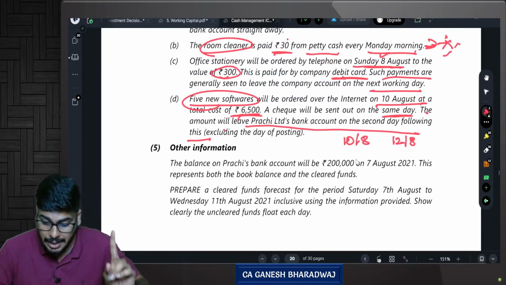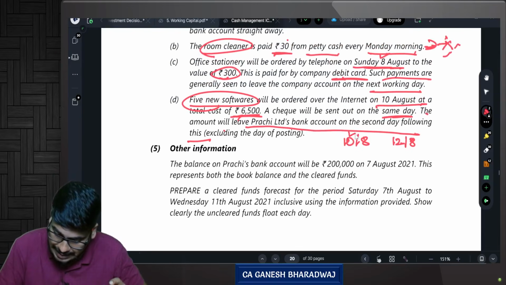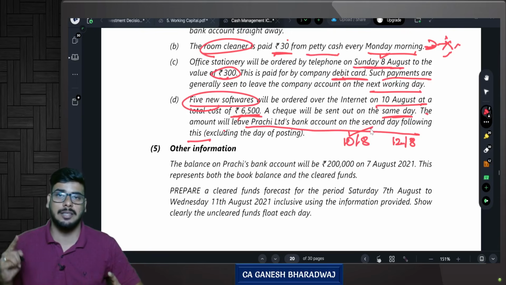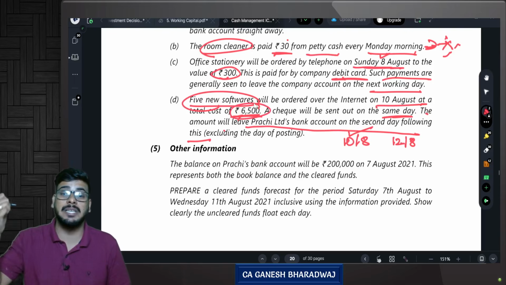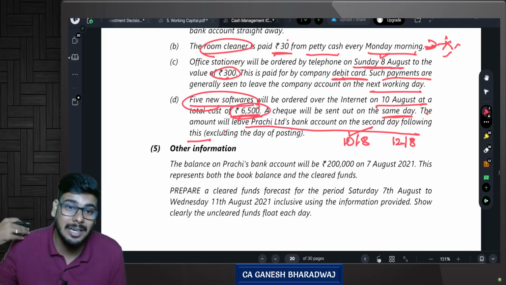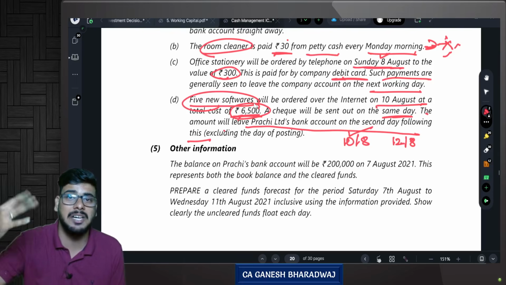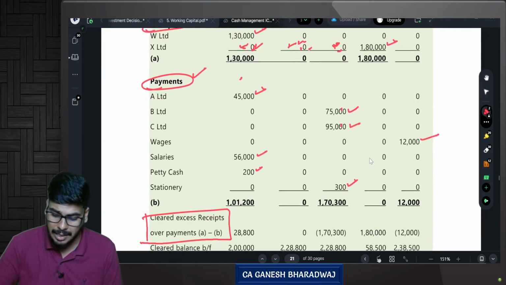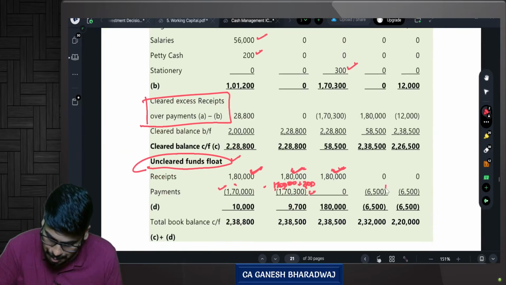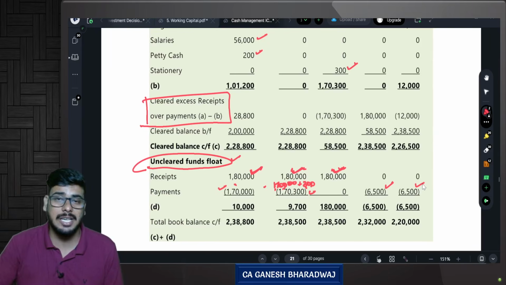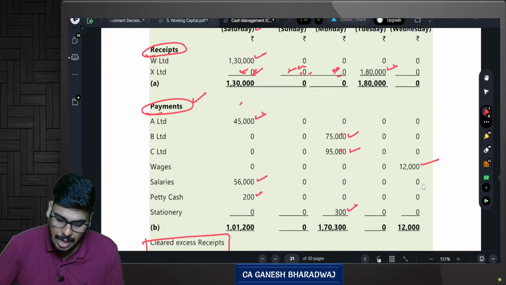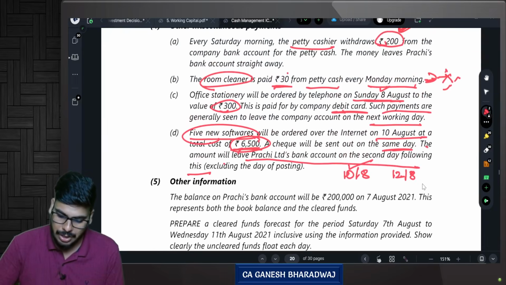Yes, but wait, the 6,500 rupees was a transaction initiated on 10th. So for 10th and 11th, this amount of 6,500 rupees remains as an uncleared fund. Yes or no? That is one uncleared payment. So this 6,500 rupees remains as an uncleared payment for the last 2 days, that is 10th and 11th of August. Are you clear with this? Yes. So this is what they have given.